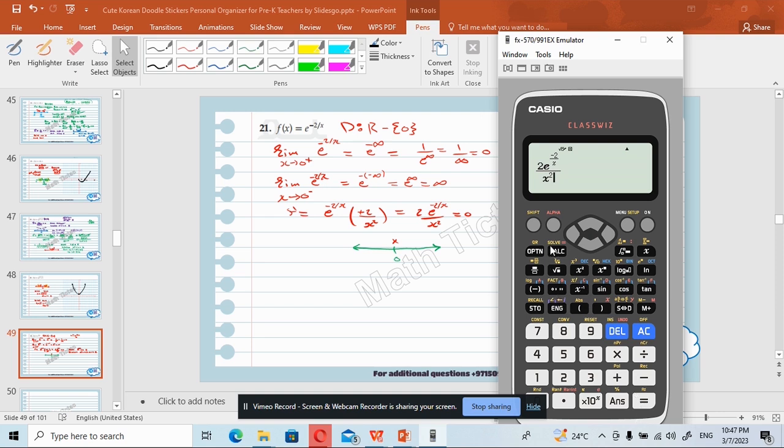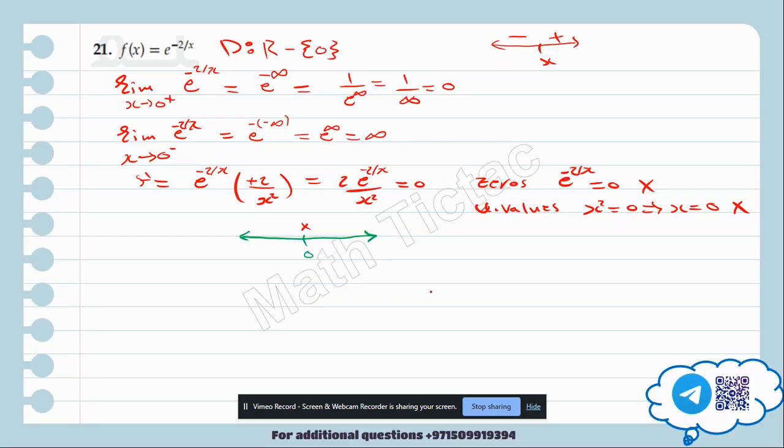Okay, so let's calculate at 5. Okay, 5 is fine, so positive. Let's calculate at a value less than 0. So this is minus 1. So positive, positive. Okay, so over here we have positive, positive. So increasing, increasing. So the function is increasing from minus infinity to 0 union with 0 to infinity. Okay, no critical points.